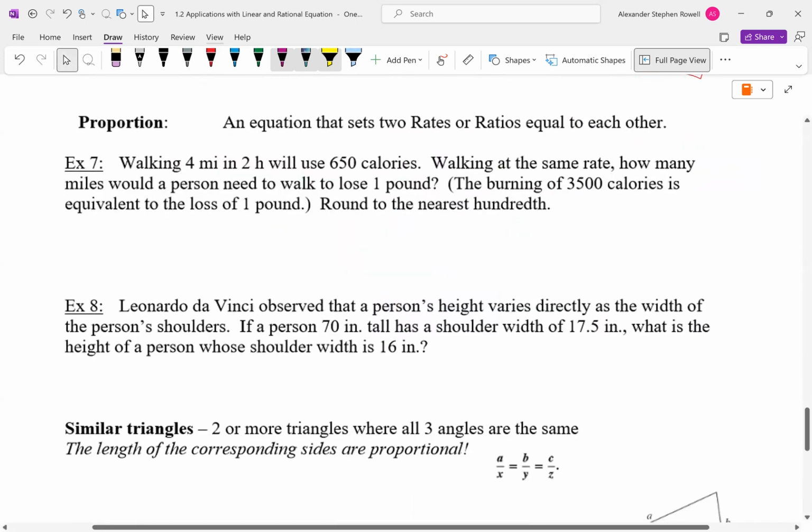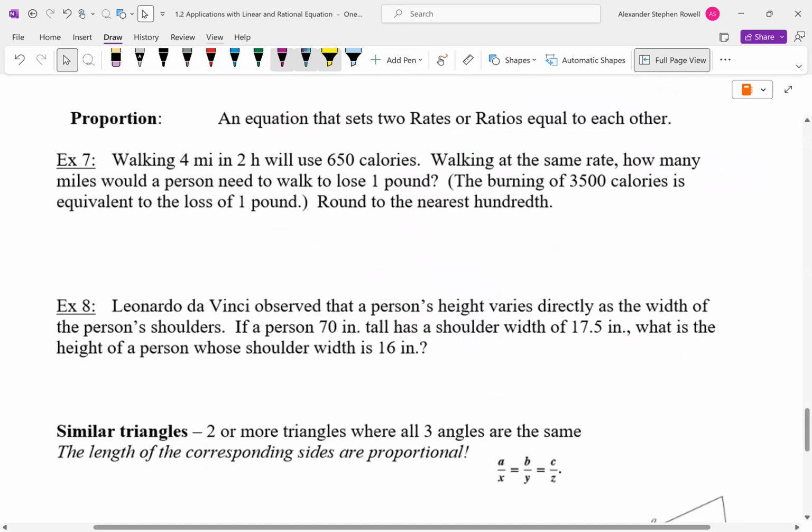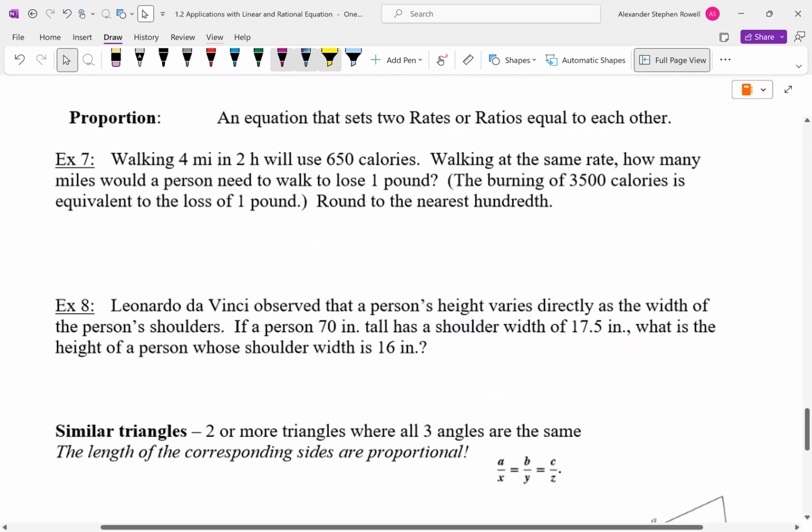Proportion. Things are proportional. An equation that sets 2 rates or 2 ratios equal to each other. Walking 4 miles in 2 hours will lose 650 calories. Do you believe it? It depends on the person, right? But we'll just say on average, walking at the same rate, how many miles would a person need to walk to lose 1 pound? This is very valuable information. Do we have any guesses before we start? Around 12 miles.